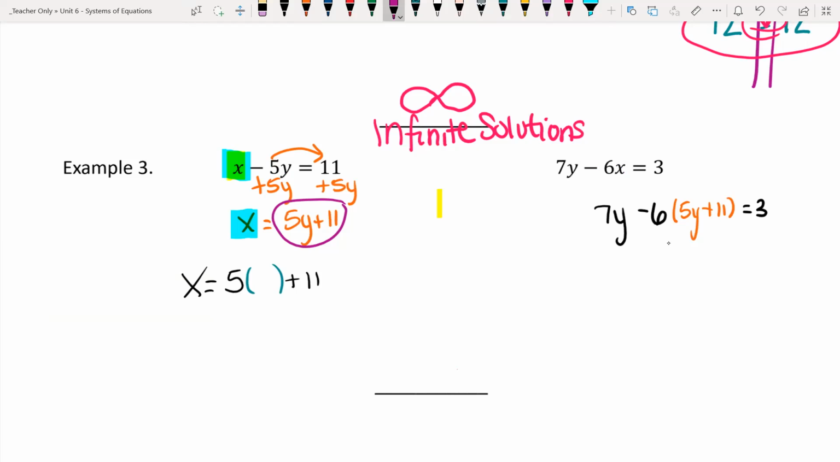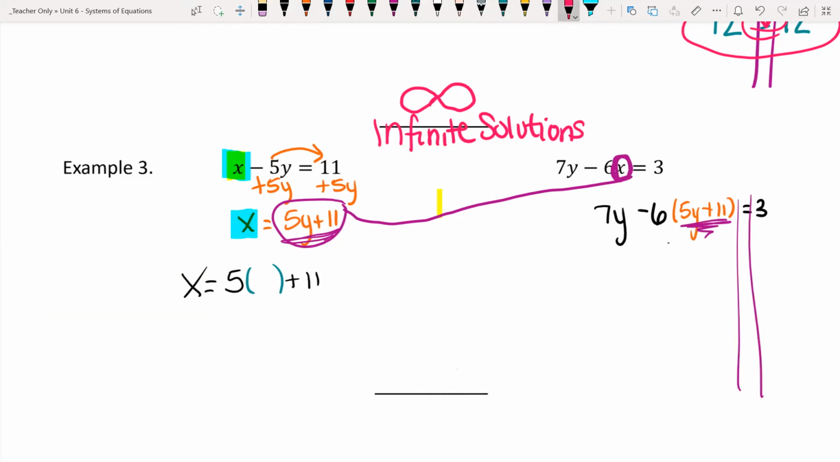Once you get that, you're going to take this equation and plug it in wherever you see x in that equation. I see x there. And then I rewrite the equation, replacing x with this 5y plus 11. So that's where that came from. Now you're going to want to start solving this. Remember to distribute not just a 6, but a negative 6. Okay. And then keep on going down the line, okay?